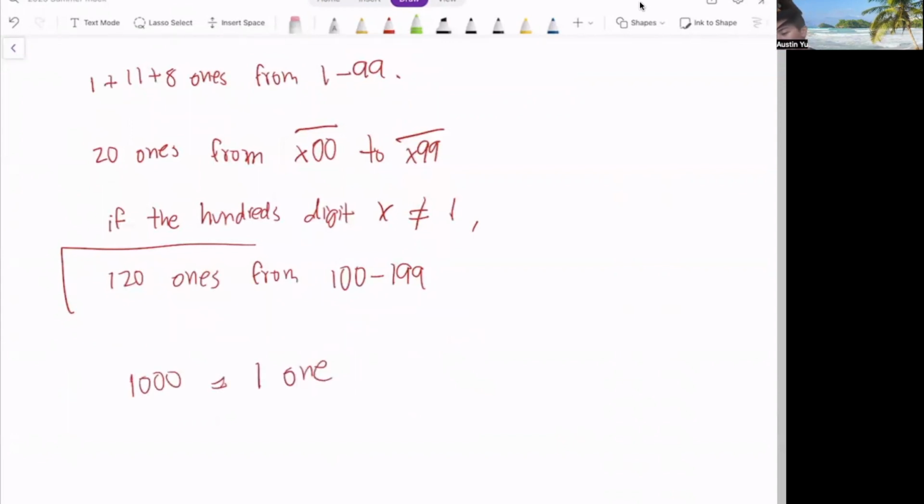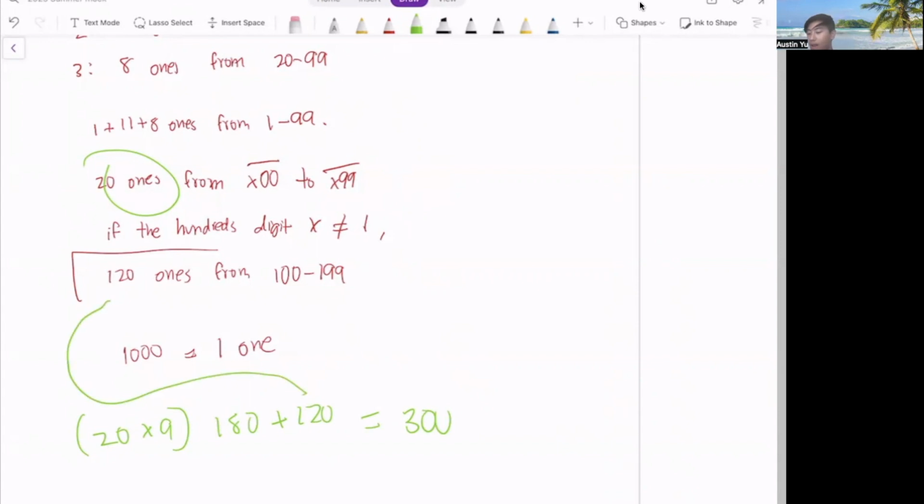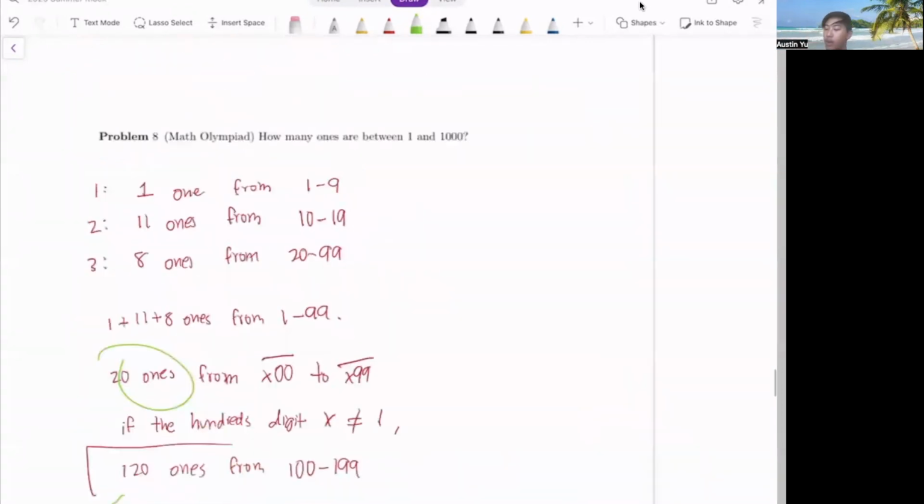So the total would just be 20 ones from here times 9, so that would give us 180, plus 120, which gives us 300, since the 120 comes from 100 to 199. And finally, plus 1 from the 1,000 gives us 301. So 301 ones from 1 to 1,000. And that is all.